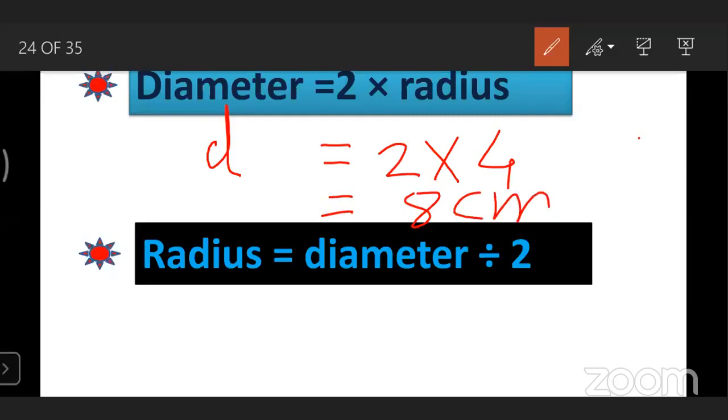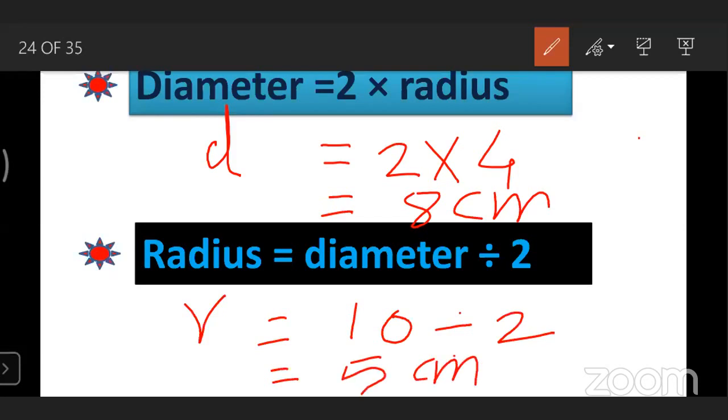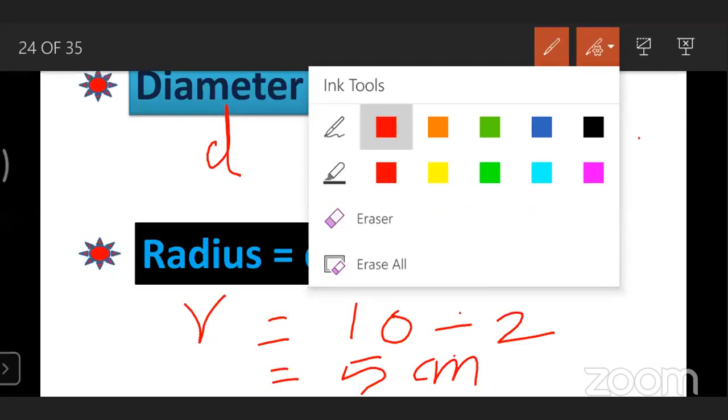Now, if you have to find the radius and the diameter is given, for example, the diameter is 10 centimeter, then to find the radius you divide the diameter by 2. So 10 divided by 2 is 5 centimeter. Very good. The radius will be 5 centimeter. So with the help of these formulas, we can easily find the diameter and the radius of a circle. Do you understand this? Very good.